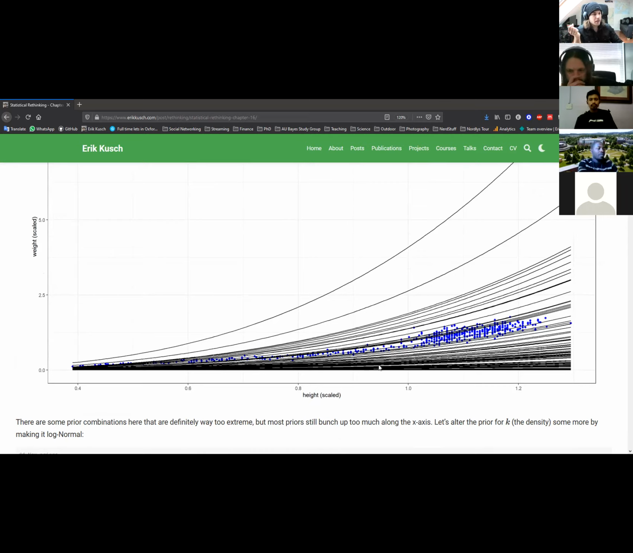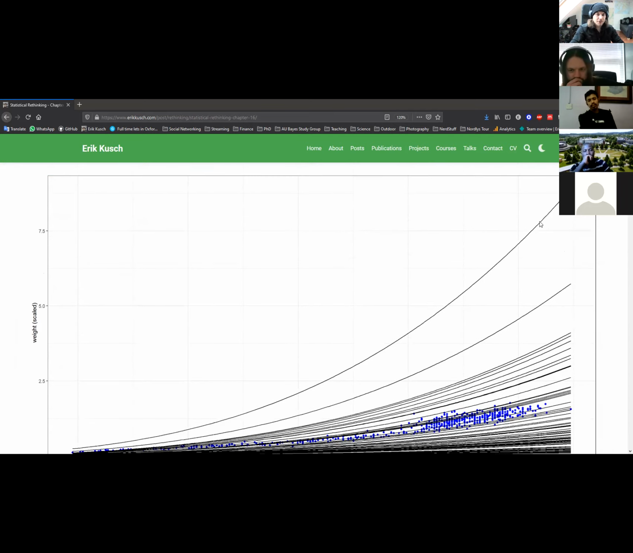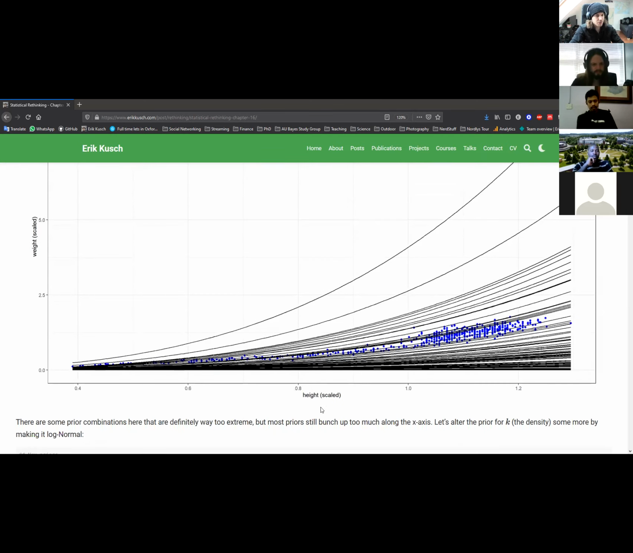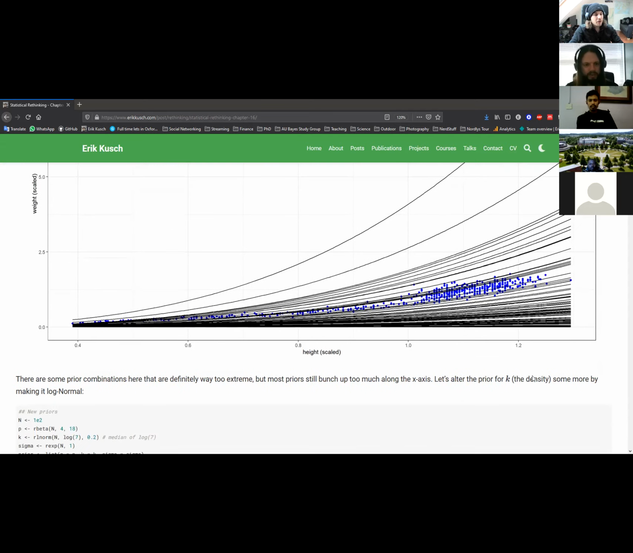Now we've got some prior combinations here of P and K, which are definitely way too extreme, as you can see for this, for example, with very explosive growth between height and weight. But most of the priors, at least from what I can see, still bunch up along the x-axis. So in this case, I want to alter the prior for K, which is the density, some more, and I want to make it log normal.